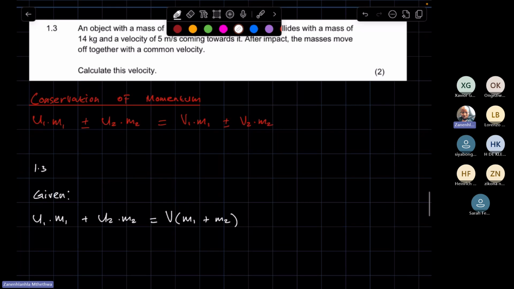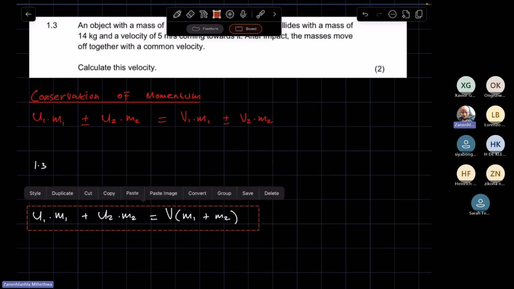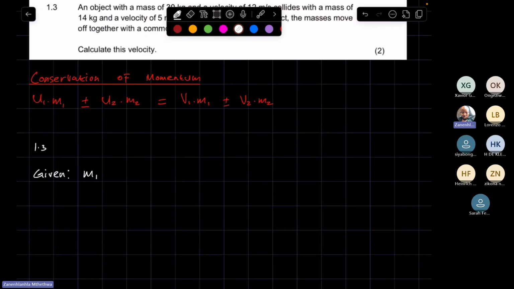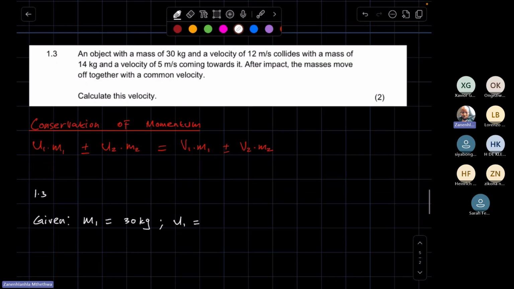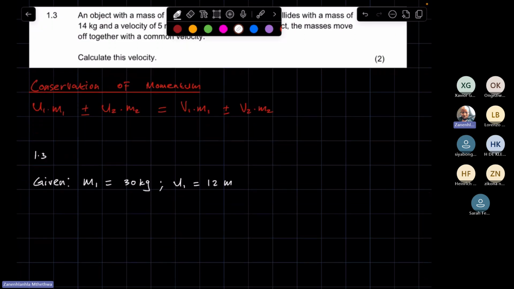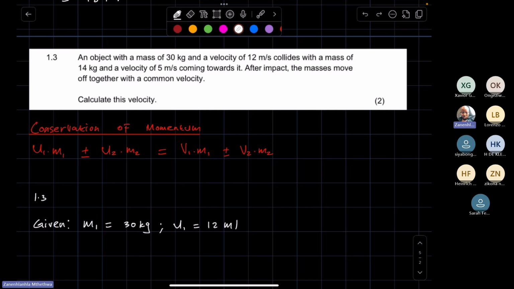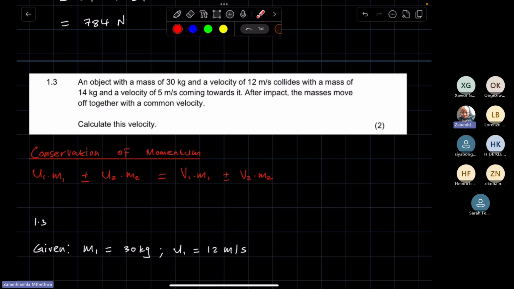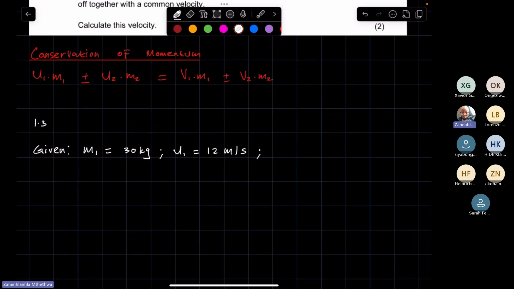All right. So let us write down what we've been given. So you have mass 1, which is 30 kgs. Initial velocity of the first object is 12 meters per second. Now notice here that they didn't indicate the direction of this mass. Collides with a mass of 14. So mass 2, M2 is 14 kilograms.